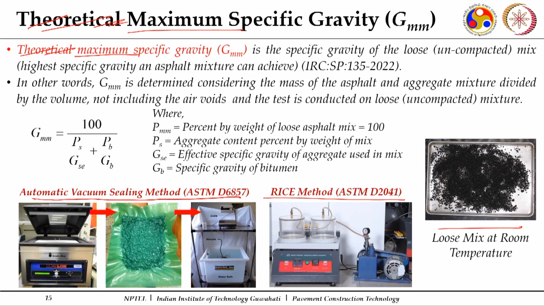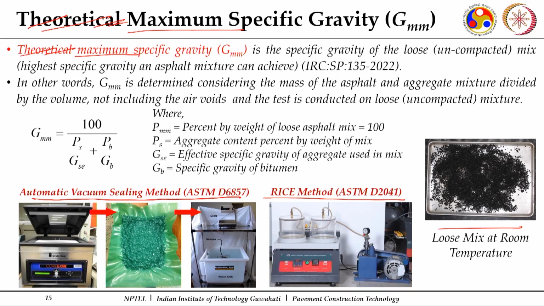Here the basic concept is that the loose mix is submerged in this Rice specific gravity meter, you submerge it in water and you apply a vacuum to take out all the voids which can be there inside this particular loose mix also, and then you get the weight of this loose mix in air and the weight of this loose mix in water without any air voids. So that will give you the volume of this particular loose mix.